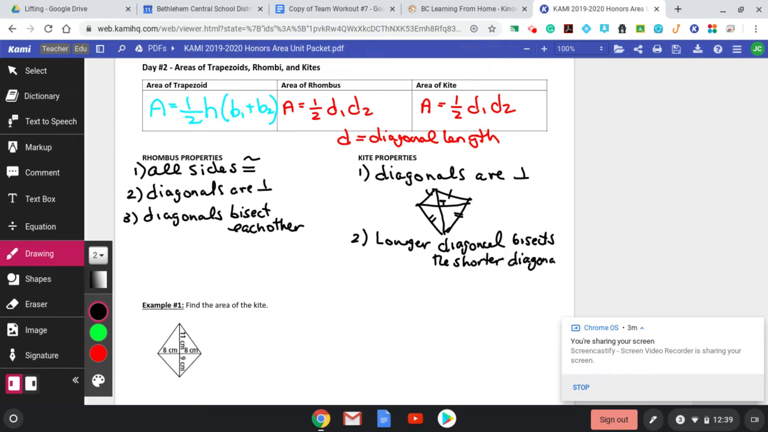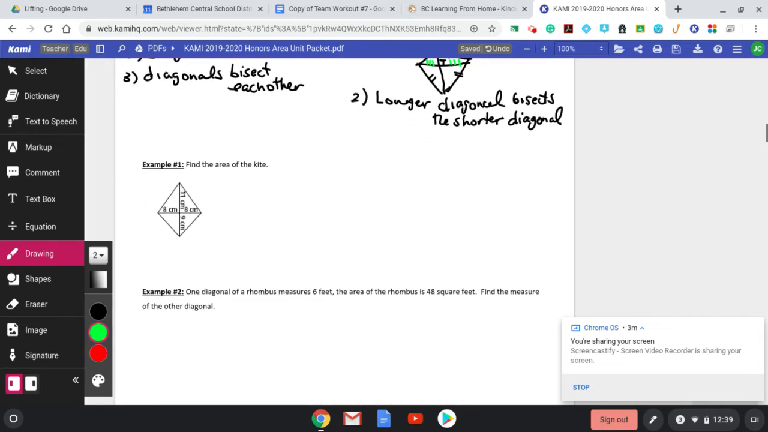All right. So in this case, right there, 1, 2, 3, 1, 2, 3, those would be equal. All right, so something to get you started with how to find the diagonal lengths if we need it. All right, let's continue on. Find the area of this kite.